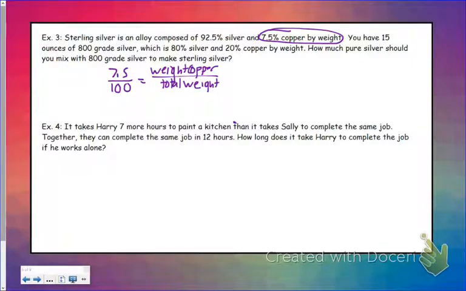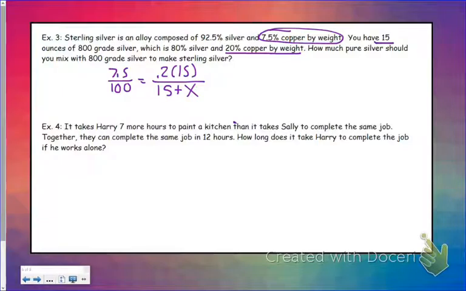So the actual weight we have right now, we have 20% copper of 15 ounces. So the way we would write 15 ounces of something that's 20%, that weight would be 0.2 times 15. That's how much copper we currently have. The total weight is going to be the copper plus however much silver that we add. Well, we don't know how much silver we're adding. That's what we're trying to figure out. So that's where my x goes.